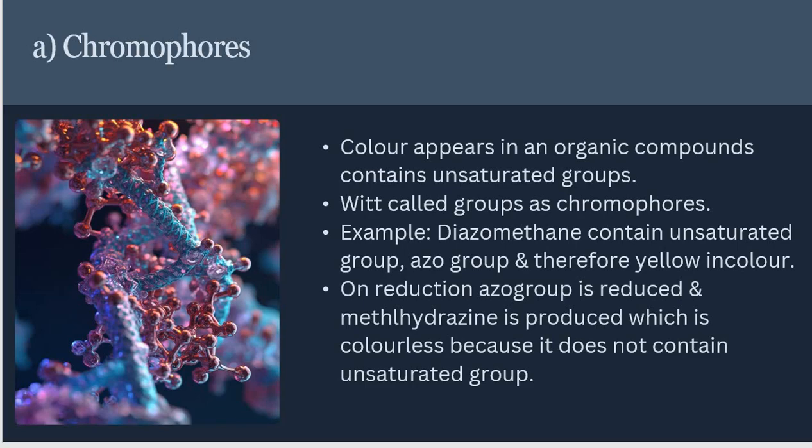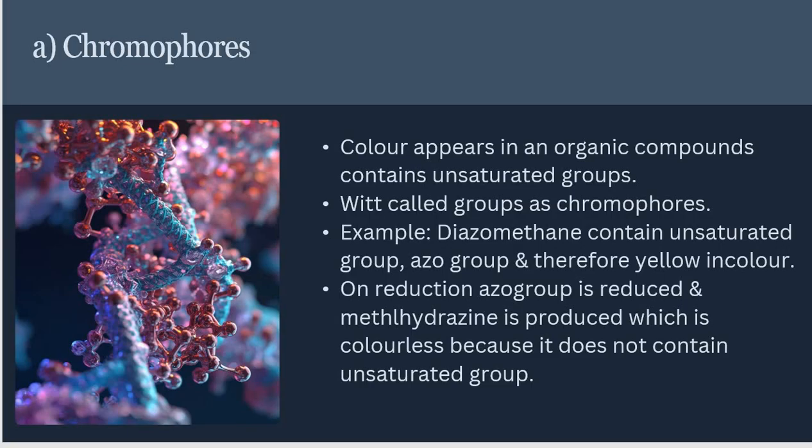Now let us see chromophore. Color usually appears in an organic compound if it contains certain unsaturated groups. Witt's theory called these groups chromophores. For example, diazomethane contains the unsaturated azo group and is therefore yellow in color.